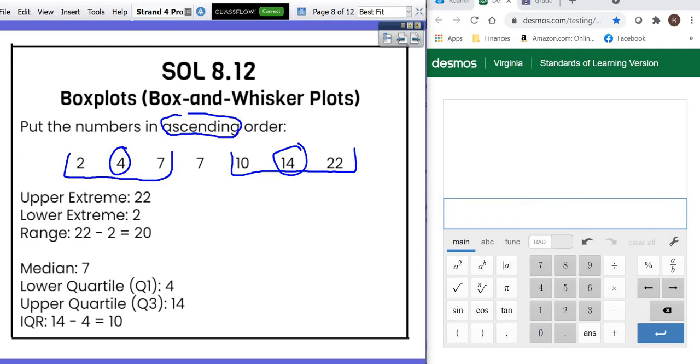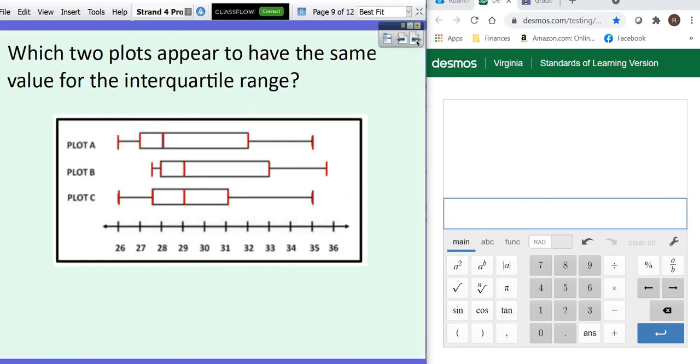Let's see if we can do some problems. Again, if there are things you don't understand, watch the videos again or watch them in slow motion or ask us questions. We're glad to help. It says here, which 2 plots, we have plot A, plot B, and plot C, appear to have the same value for the interquartile range.